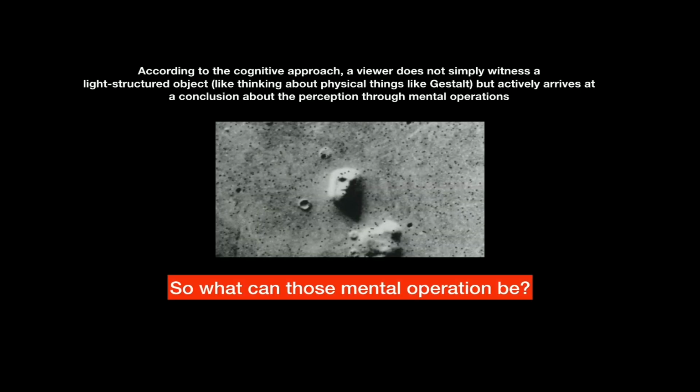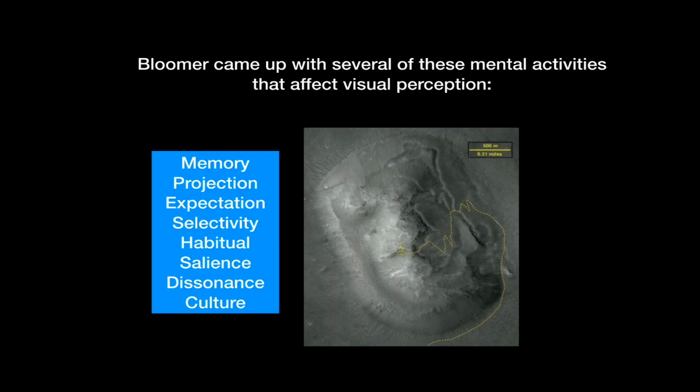So according to the cognitive approach, a viewer does not simply witness an object, thinking about things like Gestalt, right? But actively arrives at a conclusion about the perception through mental operations. So again, you're coming to the table with these mental things already in your mind. You may not think about them, they may be unconscious, but you're coming to the table with those, and that's what we're talking about here with cognitive theory. So what can those mental operations be? What can we talk about here? So Bloomer came up with several of these activities that affect visual perception.